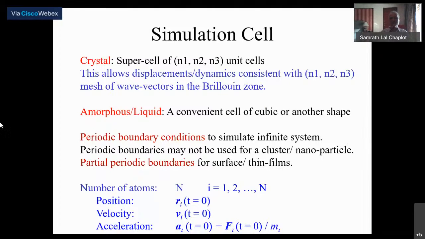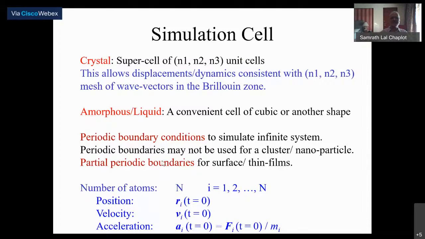So along the a direction, you can have only wave vectors which are n1 times a and its fractions. Our Brillouin zone is divided into a mesh of so many points, and only those wave vectors are permissible, that is, wave vectors that are consistent with my periodic boundary conditions on these unit cells.